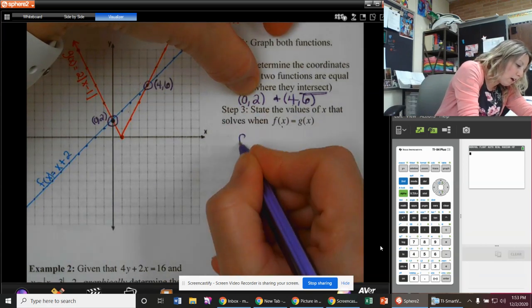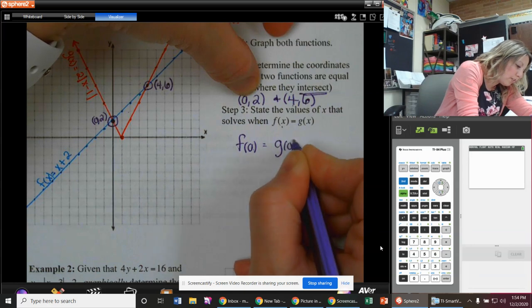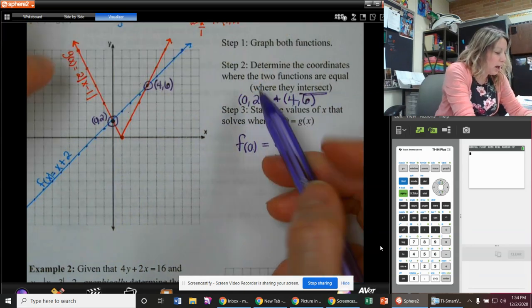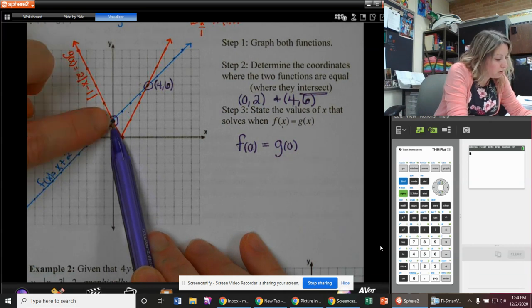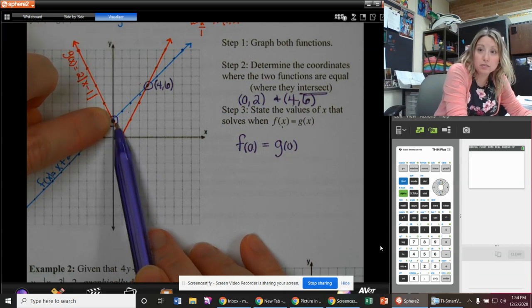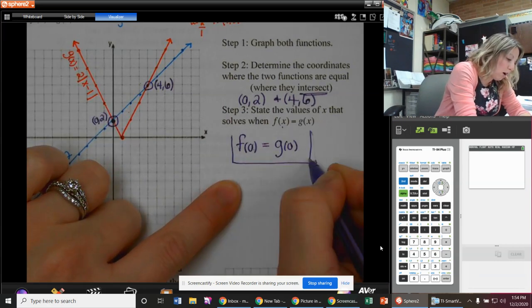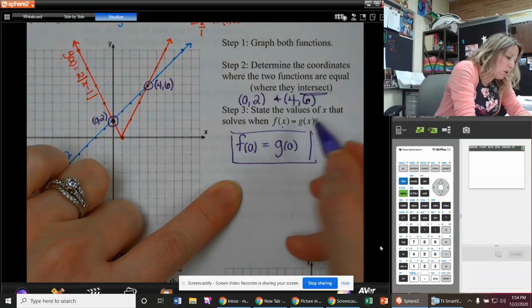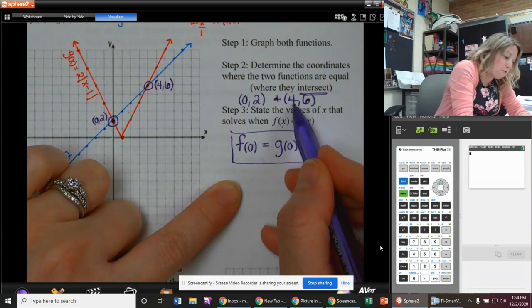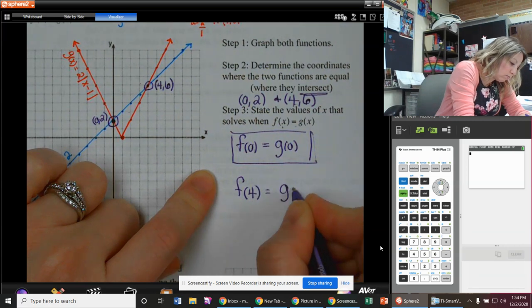So it'll be f of 0 is equal to g of 0, and that's correct because the f function at 0 is right here, and the g function at 0 is right here. That's correct. That's one statement of equality in function notation form. Now, the second one is going to be f of 4 equals g of 4.